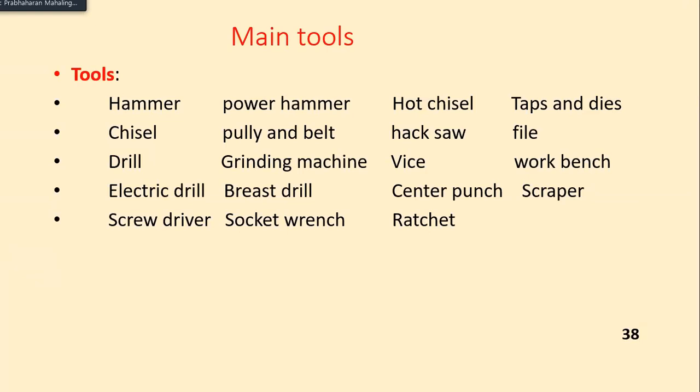Then chisel, you know that. Then pulley and belt, you know. Axle is an SD plate, a very hard plate. It can be utilized for cutting metals. Then file. Different types of files are available, so many types. The next class I will show everything, but today time is not enough because of the different slides.